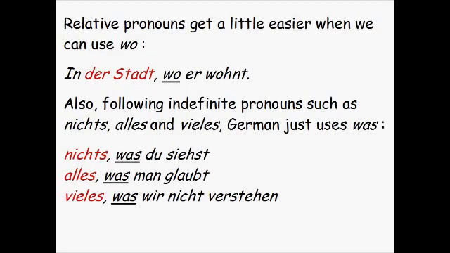Relative pronouns get a little easier when we can use wo. For example, in der Stadt, wo er wohnt. Also, following indefinite pronouns such as nichts, alles, and vieles, German just uses was. Nichts, was du siehst. Alles, was man glaubt. Vieles, was wir nicht verstehen.